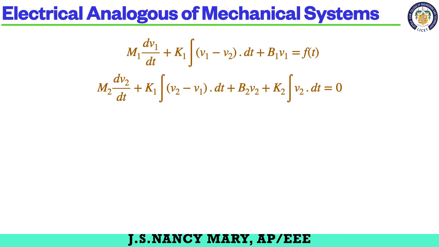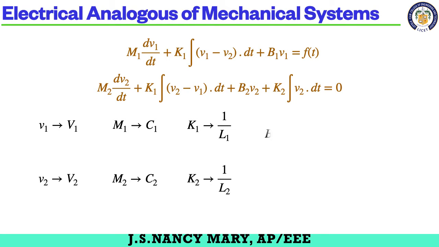Now here, as it is force current analogous, I'm going to replace the force with the current and the displacement with voltage. So V1 is replaced with capital V1 and V2. Again, mass will be replaced with capacitance. The K will be replaced with the inductance and B will be replaced with the resistance. Okay. So after this, we are going to draw the circuit.